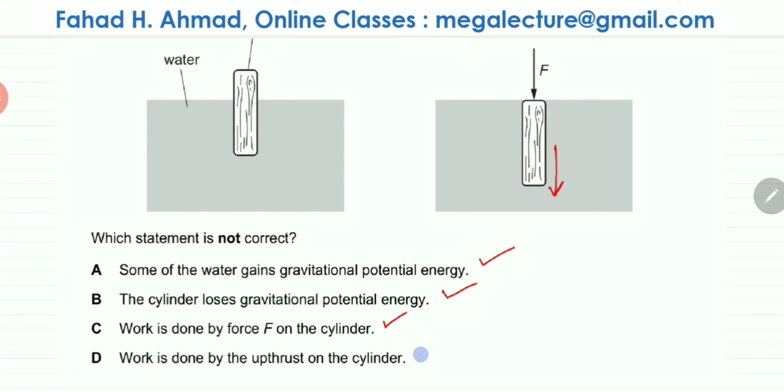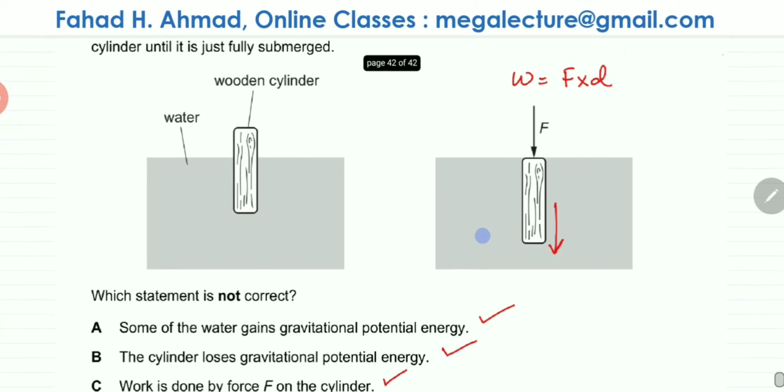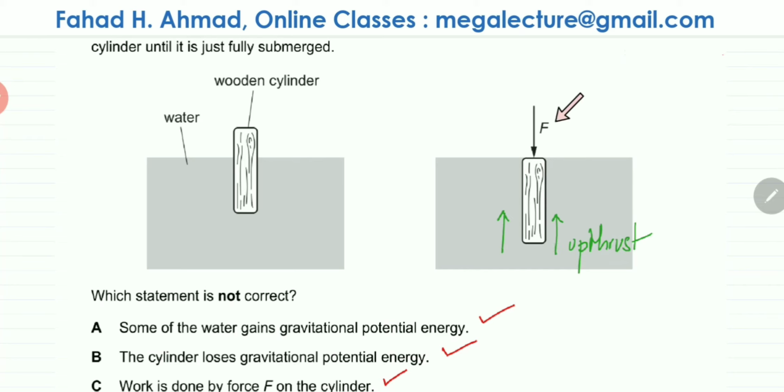So that leaves us with the fourth statement, which is definitely going to be our incorrect statement. It says that work is done by the upthrust on the cylinder. So what is upthrust? Upthrust is the force that is applied by the water that is going to push the cylinder back up. So upthrust would be pointing in the upward direction. But upthrust is not doing any work because this cylinder is moving in the downward direction. It's not moving in the upward direction. Although this force is present, it's not able to produce any work.